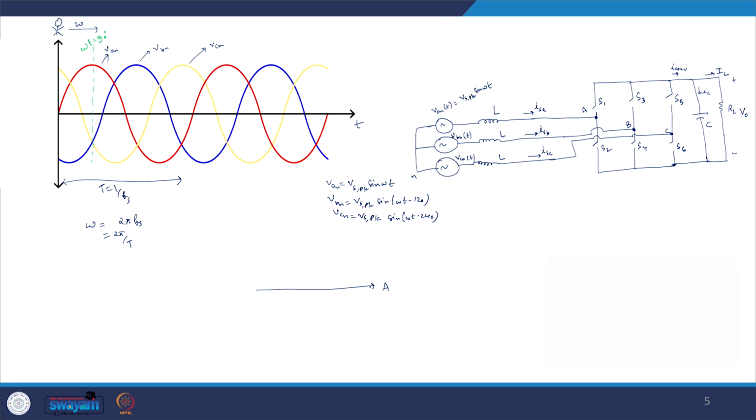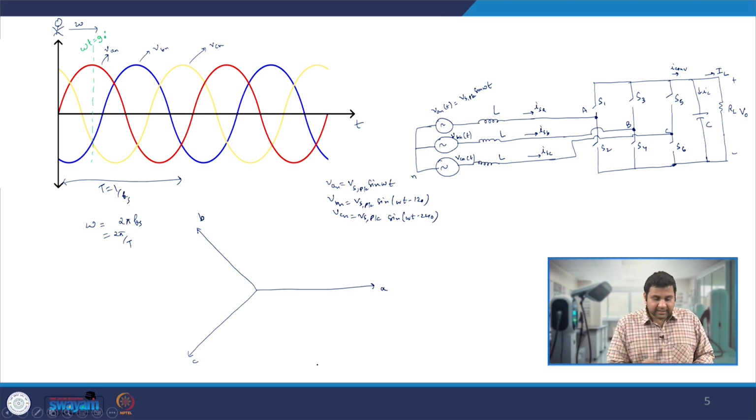So, now we can define the B axis, which is 120 degrees apart from the A axis, and similarly after another 120 degrees the C axis will come, where the C phase peak with respect to time will arrive. Let us define them as small a, b, c, because they are 120 degrees apart. And let us say, as a reference, you are also running with the same speed with which the voltage is varying with time.